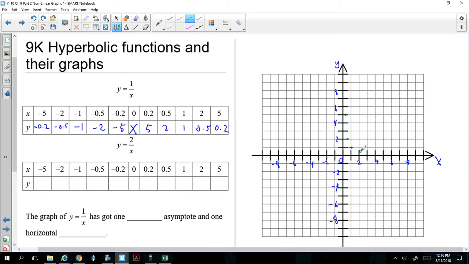And then what's the next one? 5 is 0.2. So it gets very small quickly. Plot these points, and the same for the other side: negative 5, which is over here, very close to the x-axis. And then negative 2 is negative 0.5, and then negative 1, and then here. Hopefully you can see. Alright, if you join the dots, you get a graph that looks like this.